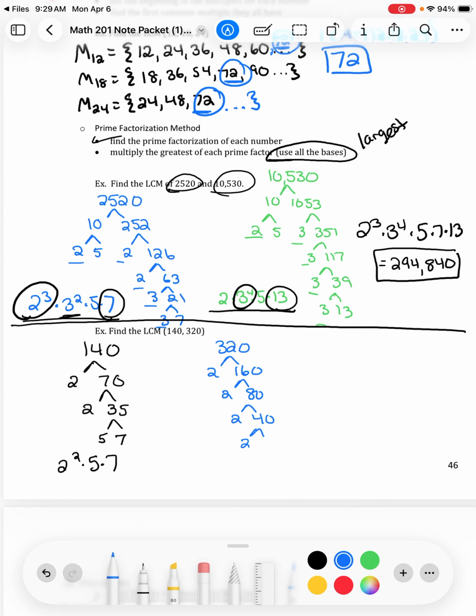So many 2's. Let's see, 1, 2, 3, 4, 5, 6. So this gives me 2 to the 6 times 5. So my answer is I'm going to go with the largest exponent for each one of the bases. So 2 to the 6. 5's the same for both of them. And then I've got to include that 7 in there as well.